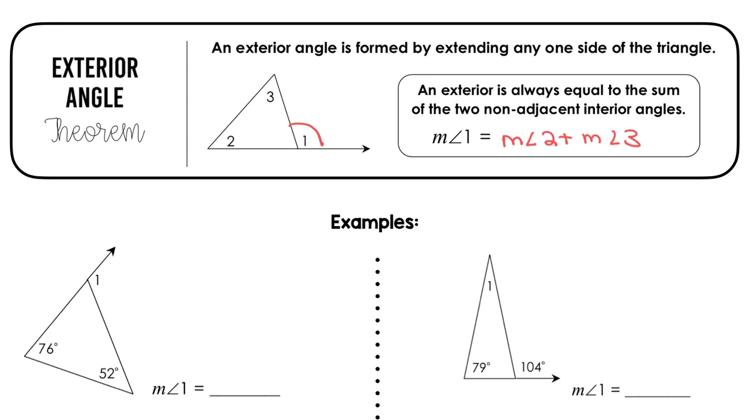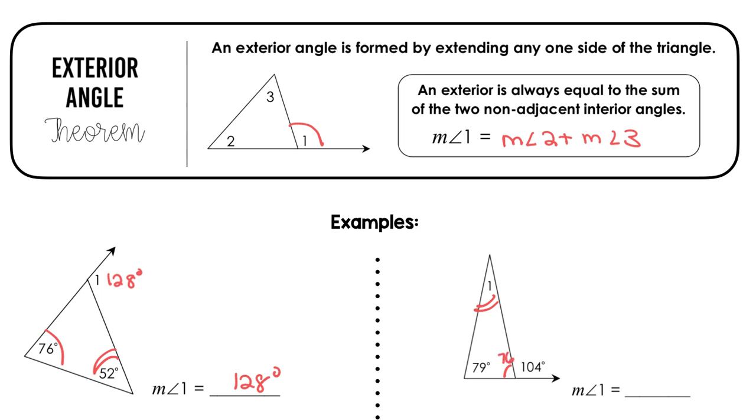So knowing that, if I already know that these two non-adjacent angles are 76 and 52, all I have to do is add them, and it equals angle 1. I can also use that fact to come up with the other angle over here. Technically, you could subtract the 104 from the 180 to figure out this angle. So 180 take away 104 would be 76.